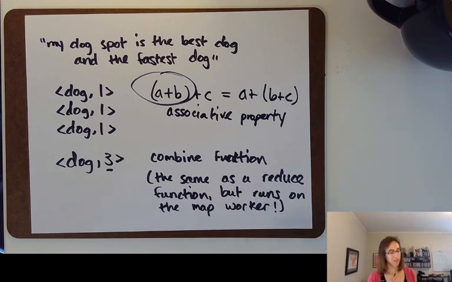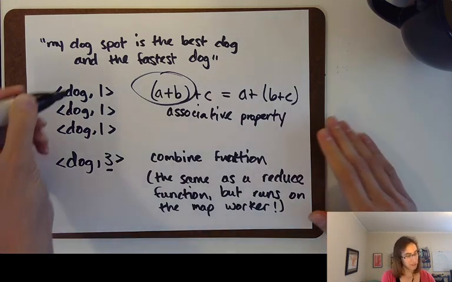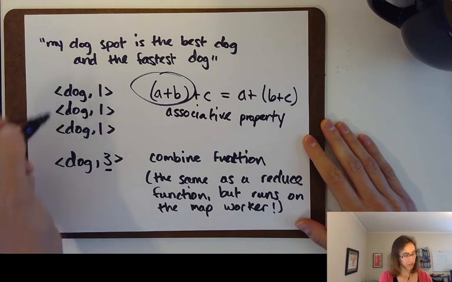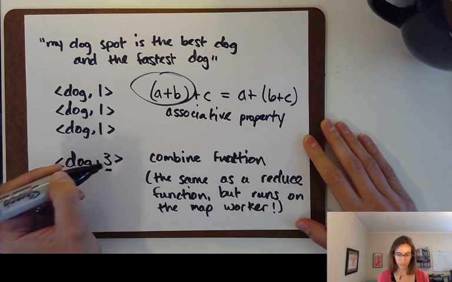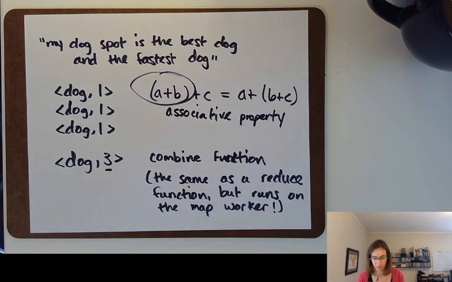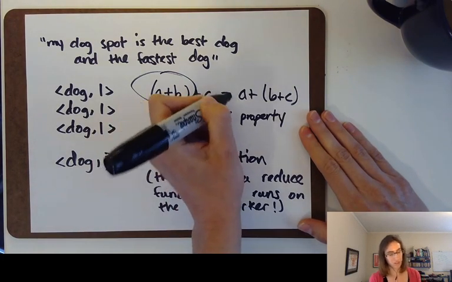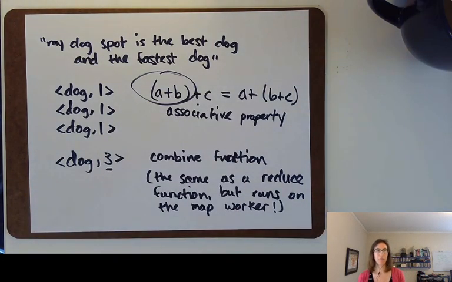So instead of sending the pair dog 1 1,000 times, instead you can just send dog and 1,000 to the relevant reduce worker. And the reduce worker will then add that number 1,000 together with the totals that it got from the other map workers for dog to get the final result. But it's just fine to do this addition early because it doesn't make a difference in the output.